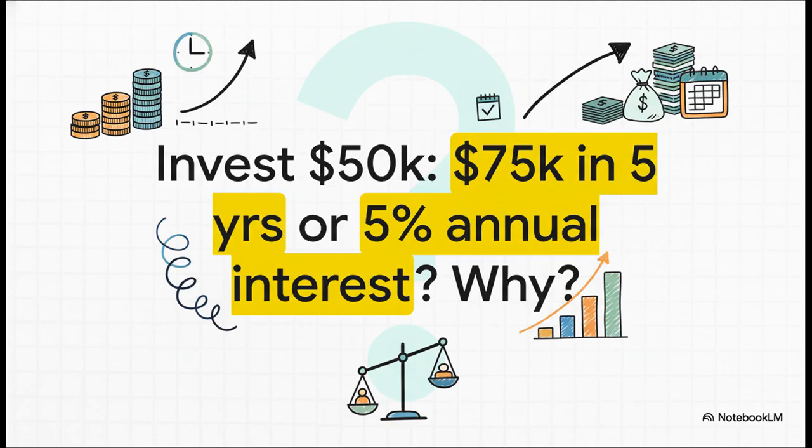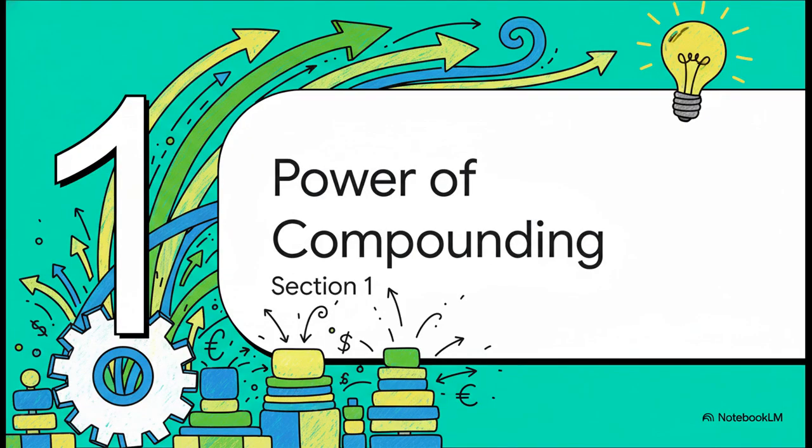The real puzzle here isn't just about the numbers themselves, it's about the timing. How on earth do we compare $75,000 5 years from now with $50,000 in your pocket today? This is the central question of finance, and it gets us right to the core idea of the time value of money. Now, to even begin to answer that question properly, we have to first get a real grip on what is, without a doubt, the most powerful force in all of finance. It's a concept that Albert Einstein supposedly called the eighth wonder of the world, compound interest.